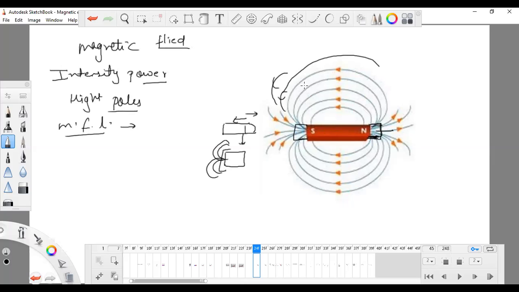But as they move on, they go apart. You can see now they are much further apart from each other. So at this side, the power of the magnetic field is less. At the boundaries, the power of the magnetic field lines, or magnetic field, is very low. Okay, this is one thing I told you.